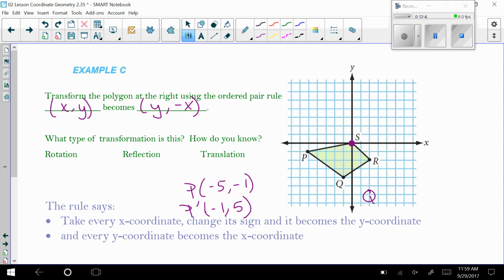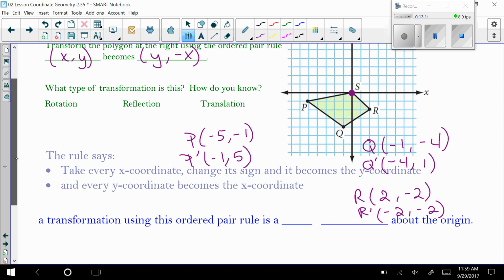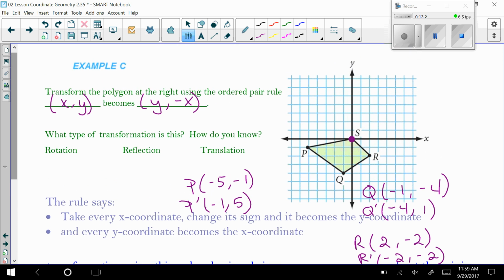And then Q, we have Q at (-1, -4). So Q prime becomes (-4, 1), applying the rule (x, y) becomes (y, -x). And then lastly, R is (2, -2). So R prime becomes (-2, -2). Now let's actually plot these points.